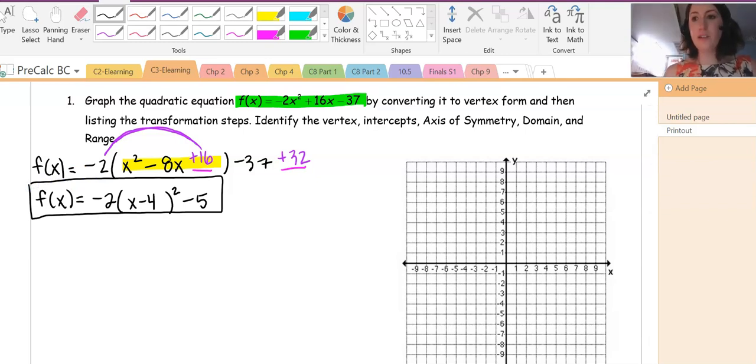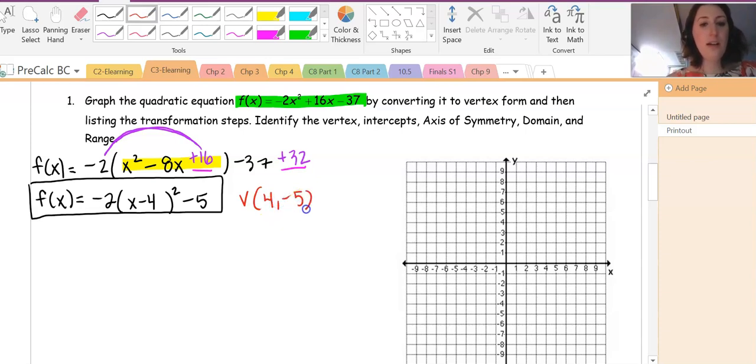And now let's go through the list of things we need to do. Identify the vertex. Okay, well, the vertex is going to be 4, -5. Just like with absolute value equations, your x-coordinate switches and your y-coordinate stays the same. This also has to do with our transformations. This x minus 4 means we're moving to the right 4, which is why our vertex is a +4. Okay, so there's our vertex.